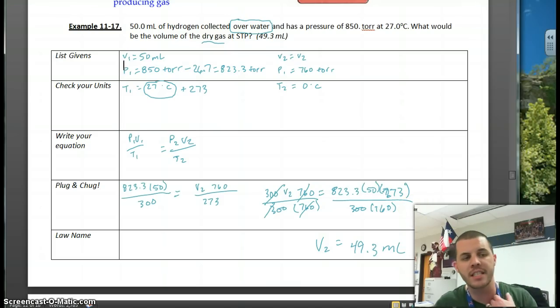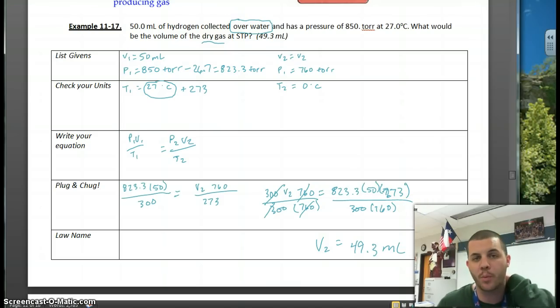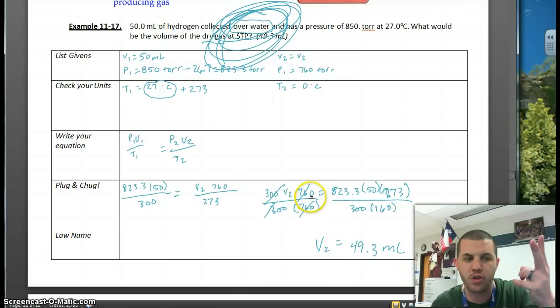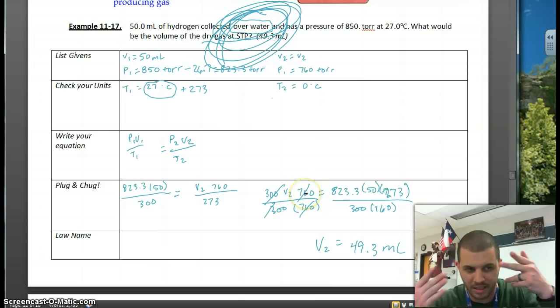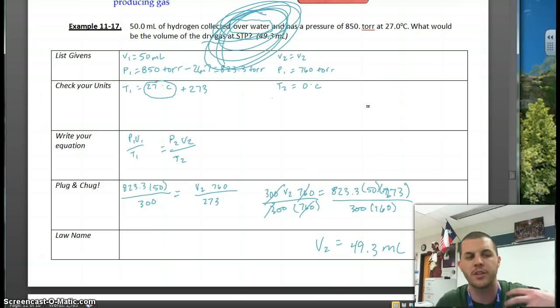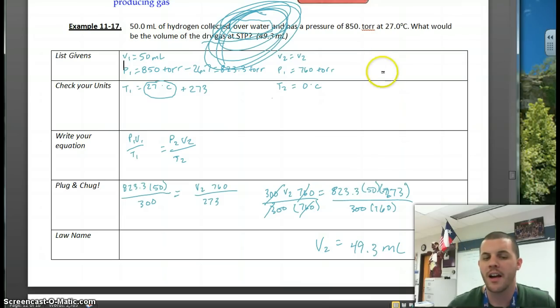Now, as you probably noticed, this is just like a regular old combined gas law problem. The only difference is that you have to subtract out the water vapor pressure if it tells you that it's over water. That's all you have to do. If you see the term over water or dry gas, something like that, in the problem, you know that you're going to be doing an over water problem, and you'll have to subtract out the vapor pressure.